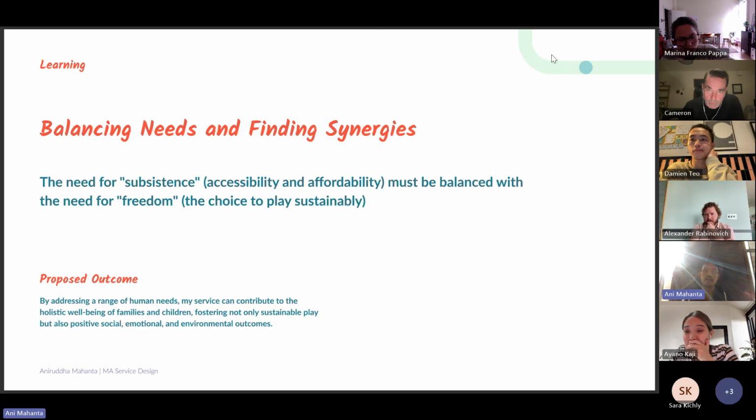And then from what you were saying about finding synergies, and how some needs can be disruptive and how some needs can help in aligning with other needs. So for example, if I talk about sustenance, it's about providing accessibility and affordability. But then the other need, which is freedom, which is the choice to play sustainably, both of these needs, if I just focus on one of them, they can be disruptive against one another. So how I can balance both these needs would be a very interesting thing for me. So that's what I learned from this activity.